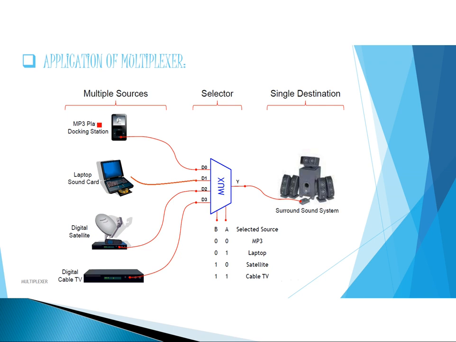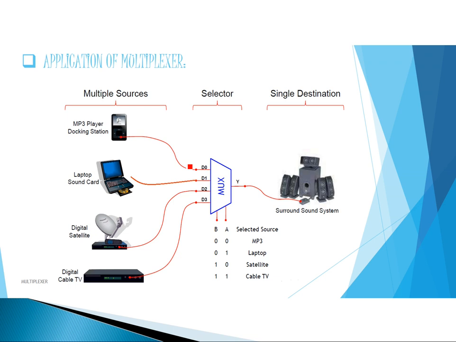So here are 4 different sources, so that I can select any one source at a time. I cannot select both sources at the same time. So I have to select only one source at a time. For that purpose, here I am using the selector. Selector is nothing but a multiplexer. Here 4 multiple sources are there. So that's why here I am using the 4:1 multiplexer.